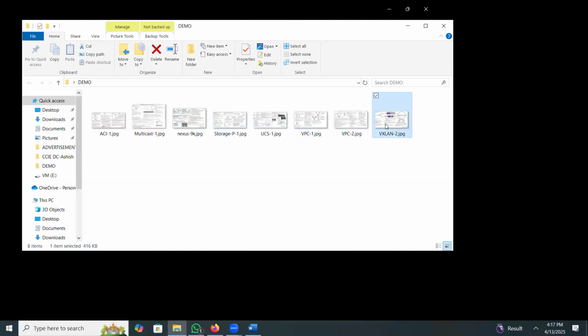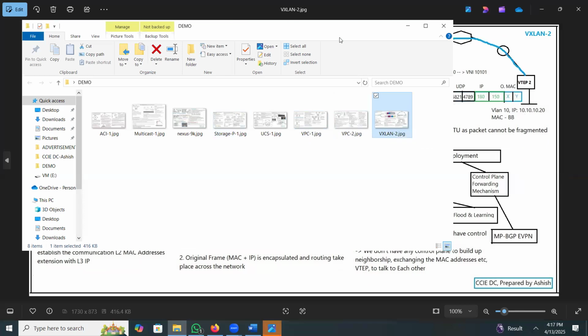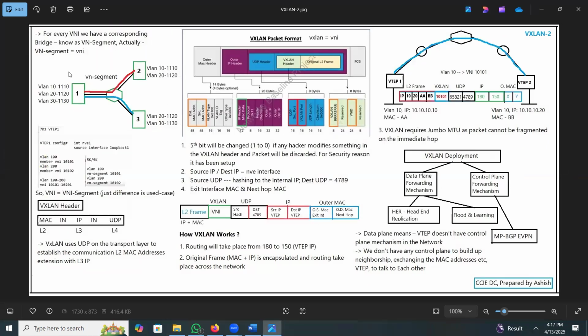This is VXLAN. Okay, so you can see here. Why is a VXLAN tunnel used? VXLAN works on top of layer 3. Suppose the underlay is layer 3 and VXLAN technology works over it. VXLAN is actually an overlay technology. Okay, overlay and underlay. So what is overlay and what is underlay? Underlay means the existing layer 3 infrastructure.